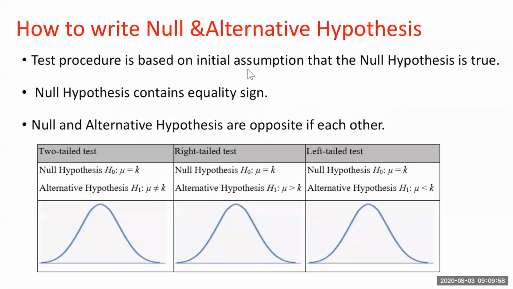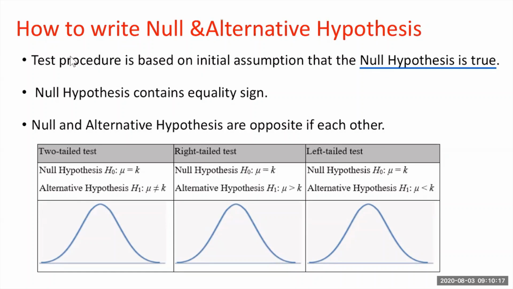The test procedure is based on the initial assumption that the null hypothesis is true. As I mentioned in the previous slide, we assume that the null hypothesis is true. It's just an assumption. We are not saying that this is true. We will perform the test and make the conclusion. But the initial assumption is that the null hypothesis is true.